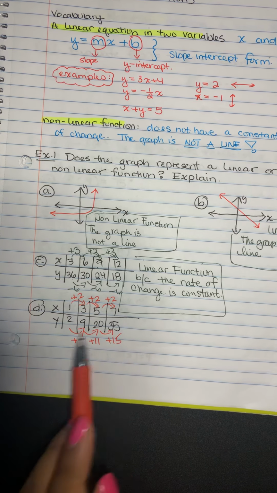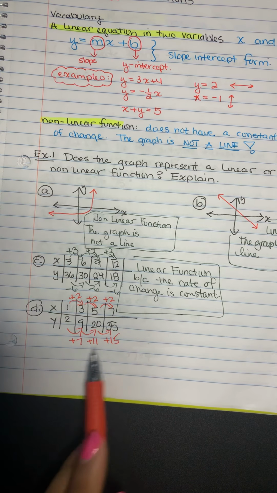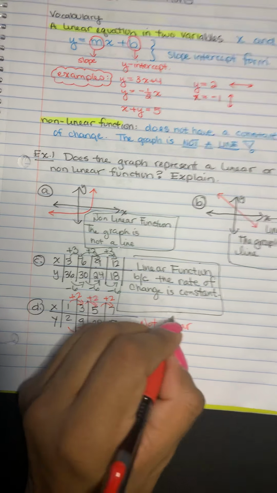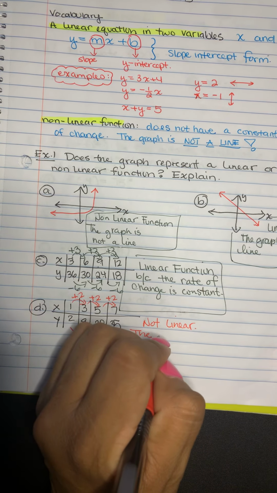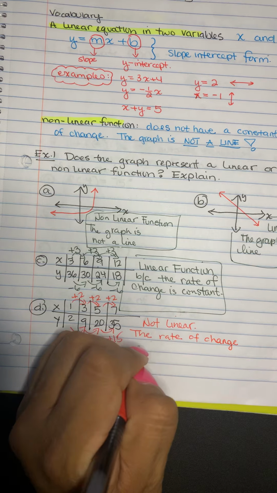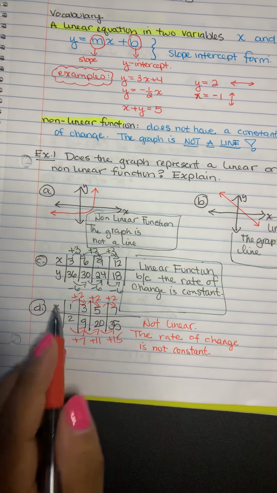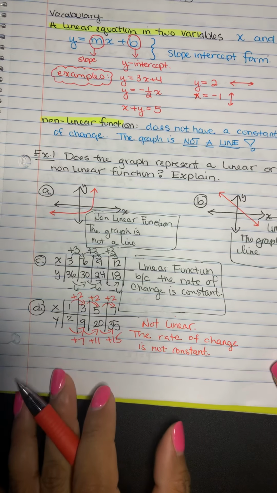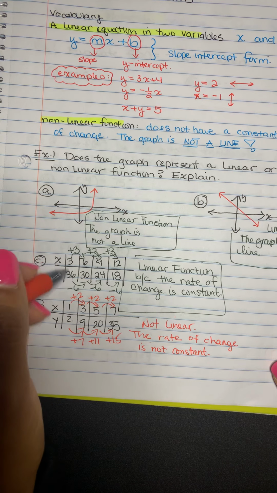So the rate of change is not constant. There is no constant rate of change. So this would be an example of not linear. And when the rate of change is not constant, if we were to graph this, it would be a curve, okay? Or points will be all over the place. Whereas if we were to graph C, this table, we would have a line, a linear function.